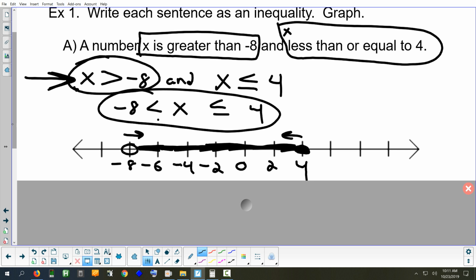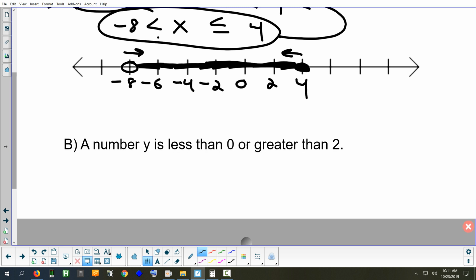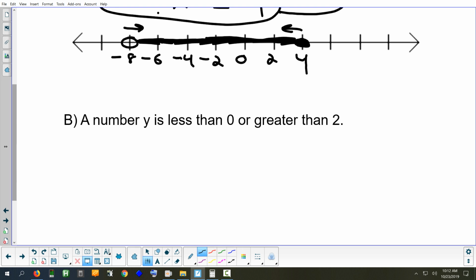Maybe in a second we'll practice taking something like this and changing it back to the long way. You guys have been changing it from the long way to the short way. It's also good to go from the short way to the long way. Okay, let's look at this one. A number y is less than 0 or greater than 2.